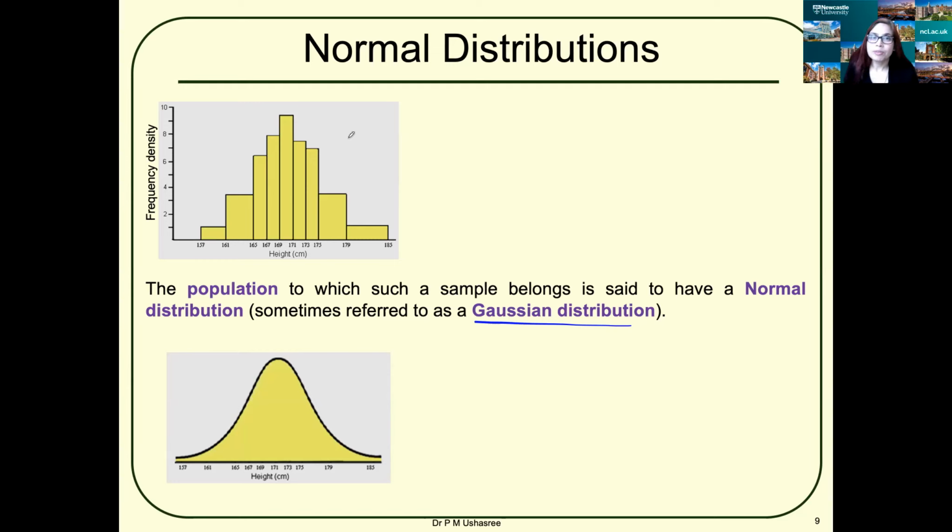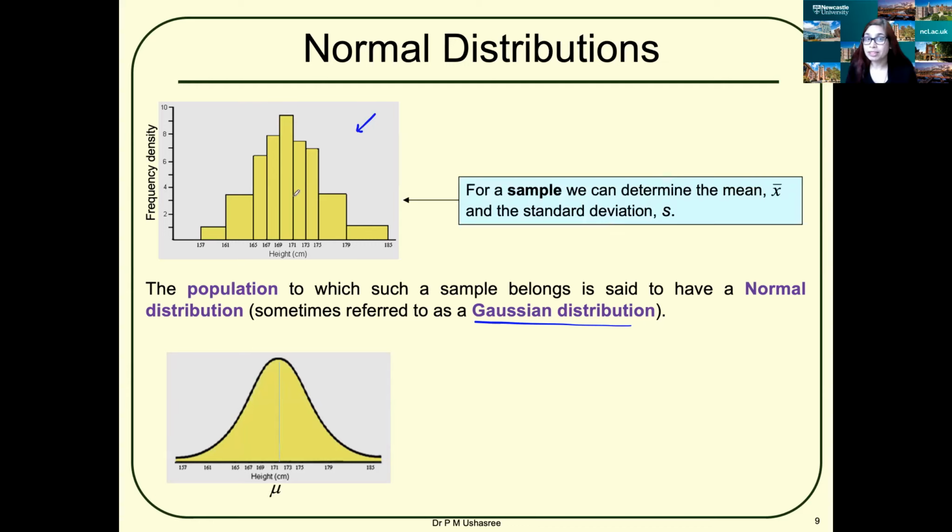Okay, so we have seen this example previously, a histogram of a sample of students in a class with their heights. For a sample, we can determine the mean and the standard deviation S. Now if we collect the height of students from the whole population, the distribution will look like this, which is symmetrical about the mean, approximately symmetrical about the mean, for a population.